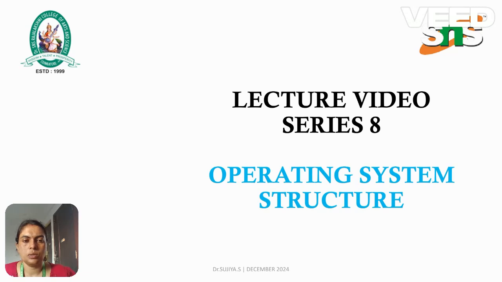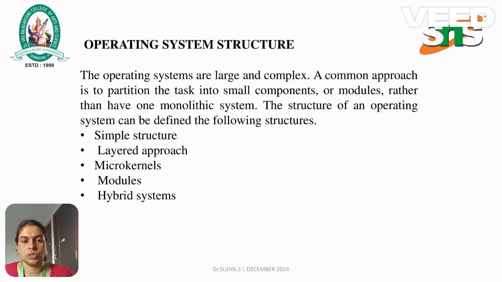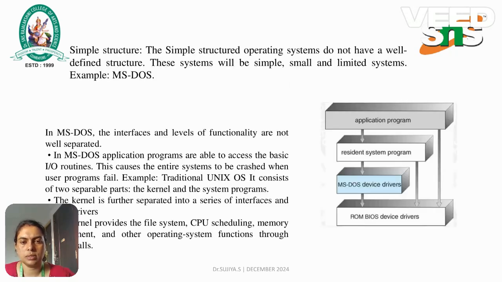Today, in lecture video series 8, I'm going to discuss the operating system structure. Operating system structures are large and complex, and it is a common approach to partition the task into small components or modules rather than having one monolithic system. This can be defined with the following structures: the simple structure, layered approach, microkernel, modules, and hybrid systems.